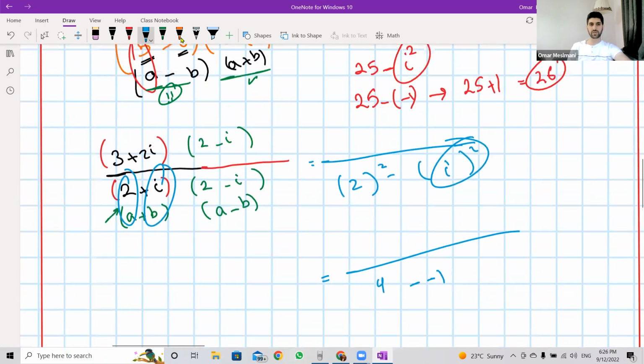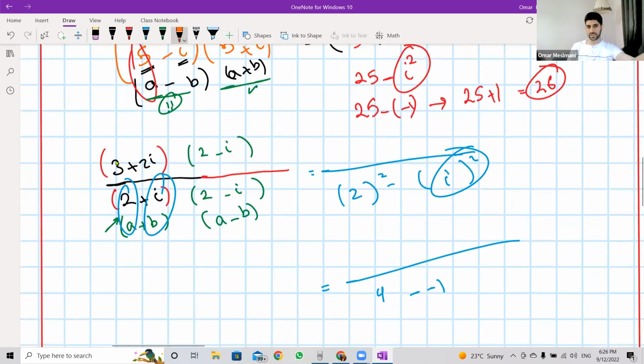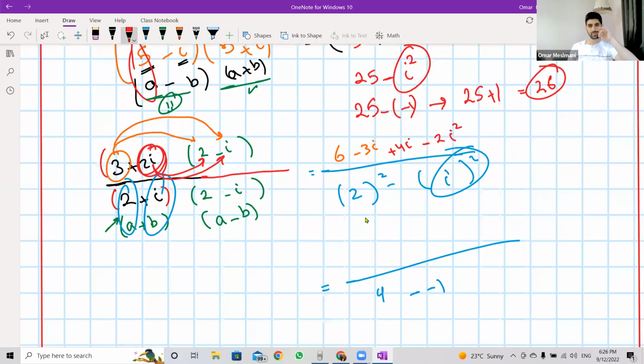Okay, now let's deal with the numerator. The numerator is something easy to deal with. 3 times 2 is 6. 3 times minus i is minus 3i. And 2i times 2 is 4i. And 2i times minus i is minus 2i squared. Good?